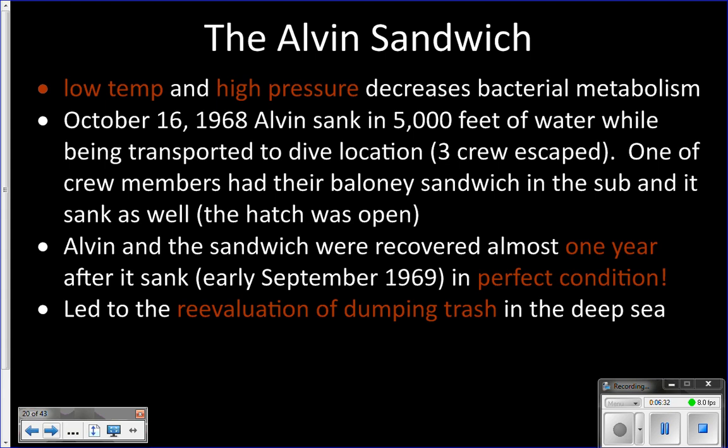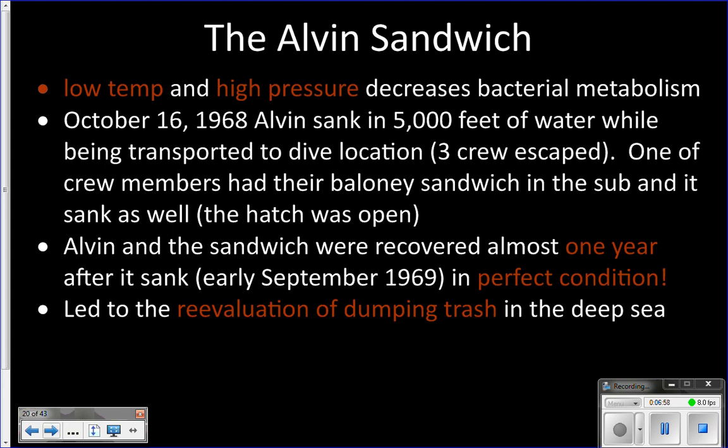Alvin's a really expensive sub. They, of course, wanted to recover it. So it takes a while to find another sub that can go that deep and get the resources and equipment that you need to recover that from those depths. About a year later, they go back and they have everything that they need, and they go down, they bring Alvin up, and the guy's lunch is still in there. His lunch was a bologna sandwich.